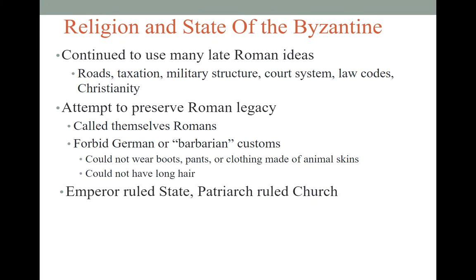The emperor ruled the state. The patriarch ruled the Greek Orthodox Church. This is very different than what is happening in Western Europe.